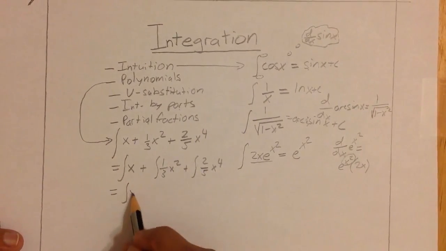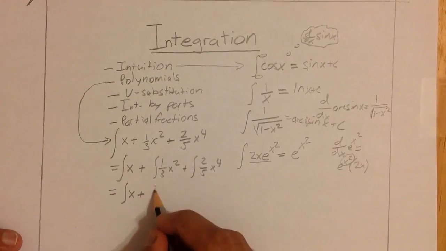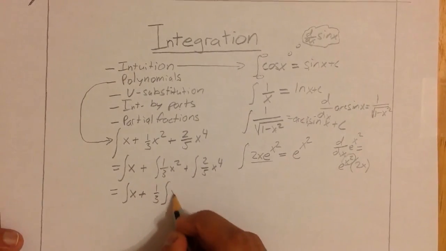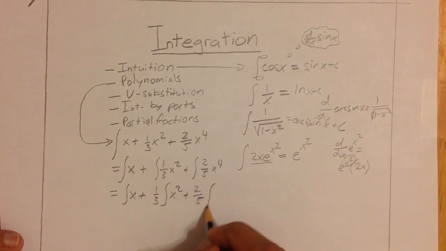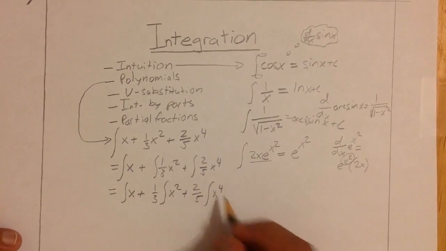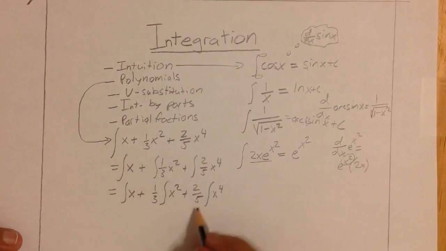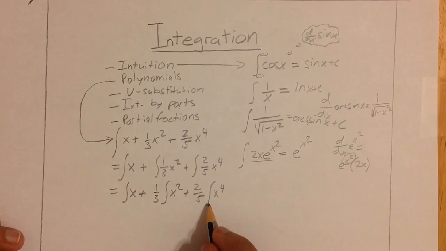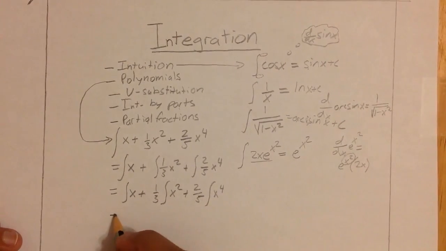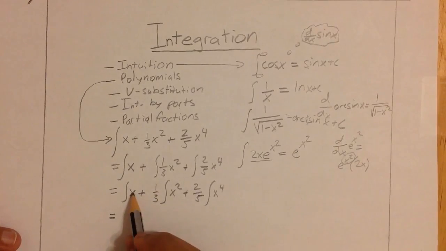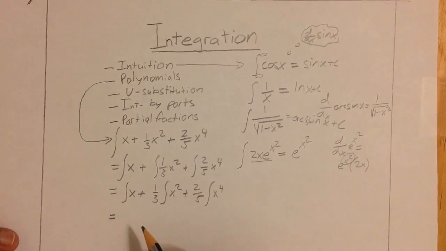So this becomes the integral of x plus 1/3 times the integral of x squared plus 2/5 times the integral of x to the 4th. Now all these integral symbols may make it seem a lot more complicated, but trust me, this is going to make things a lot easier. So let's focus on the first integral, the integral of x.